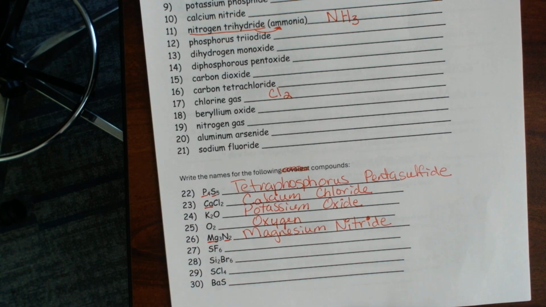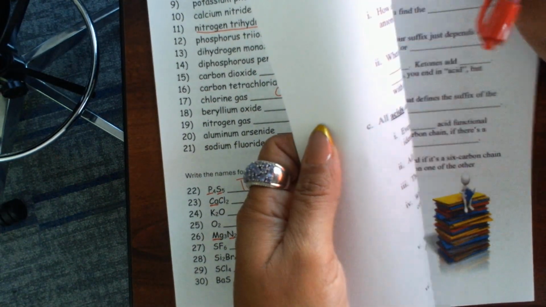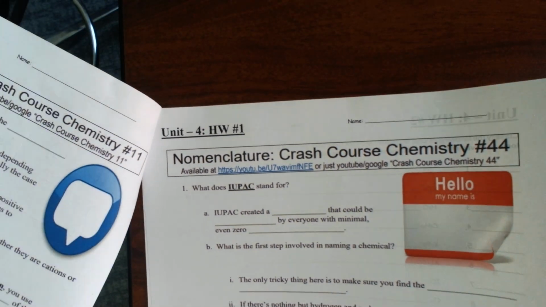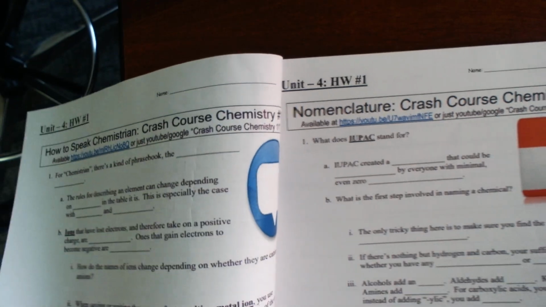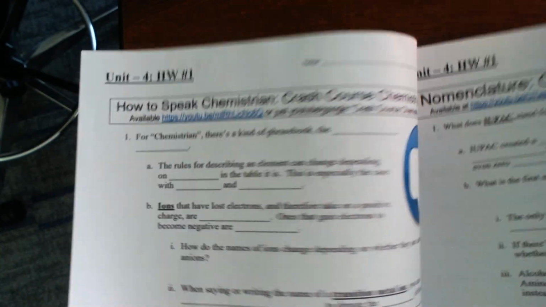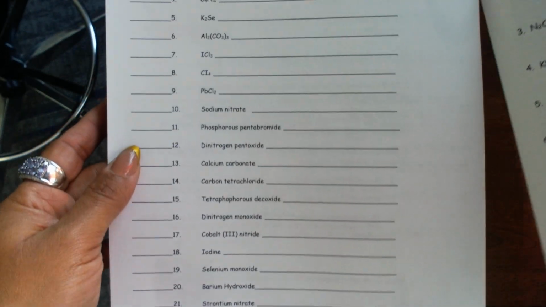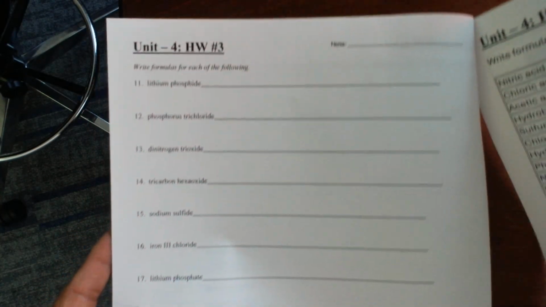Okay? Now, I'm going to just turn the page because I don't know what's on the back side. I just want to take a look real quick. Okay, so homework number 1, which is a video. Go ahead and watch those videos, fill in those words. I'm not going to go over those or do those with you because you can pause it and answer that. Homework number 2 is naming and writing the compounds. And then homework 3 goes into writing the formulas.